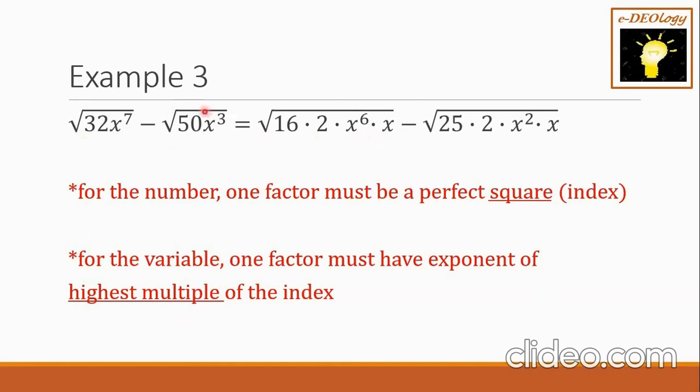For the second radical, the 50 is factored out into 25 and 2. We know that 25 is a perfect square number. For the x cubed, factors will be x squared and x.